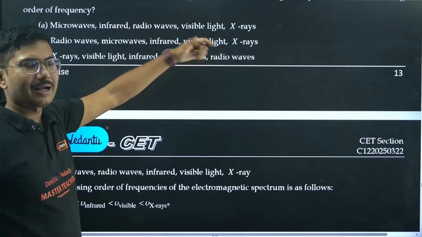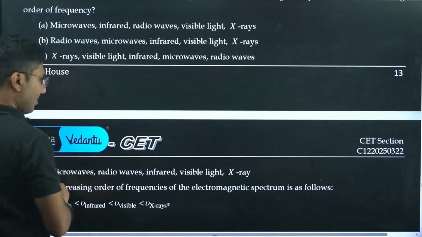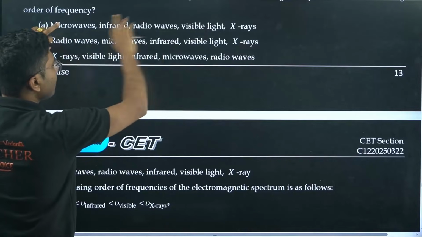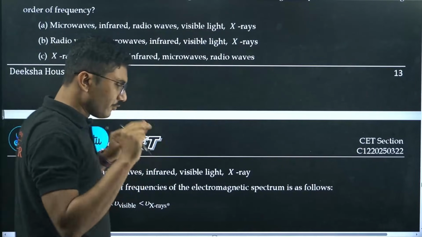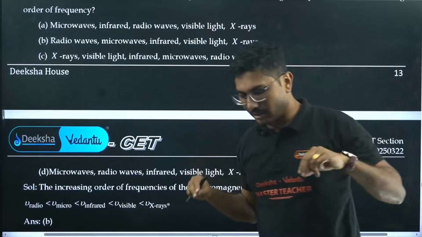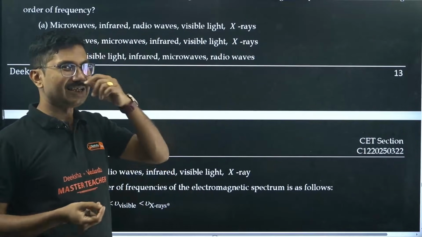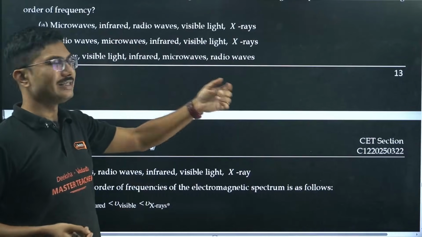If you see radio, X-ray, or micro, X-ray, obviously this is wrong, and this is also wrong. Once you figure out the ends, highest to lowest or lowest to highest, here we have lowest to highest, increasing order, that means frequency is increasing, right?